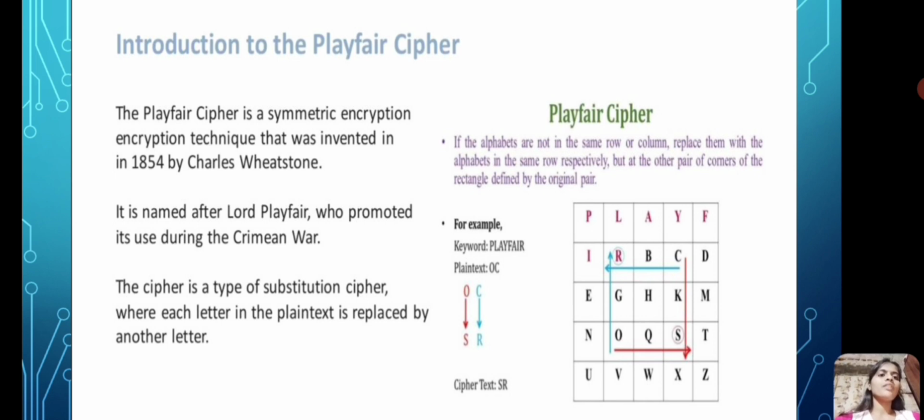Playfair Cipher. If the alphabets are not in the same row or column, replace them with the alphabets in the same row respectively, but at the other pair of corners of the rectangle defined by the original pair. For example, keyword playfair, plain text OC. Here O and C are present in a different row and different column, so O swaps with S, and C swaps with R. Then the cipher text is SR.